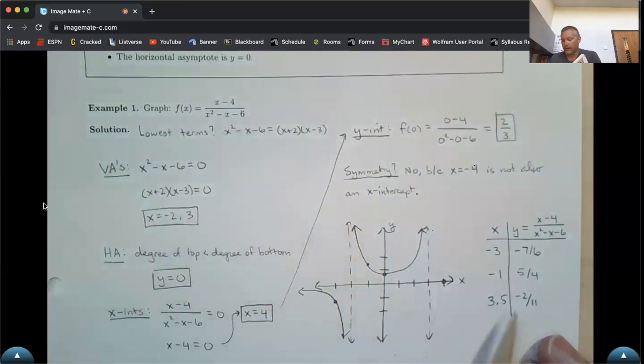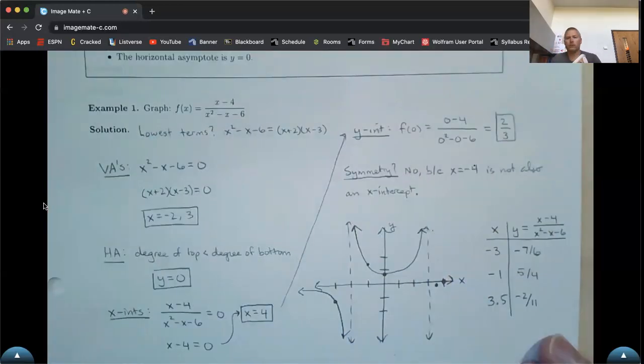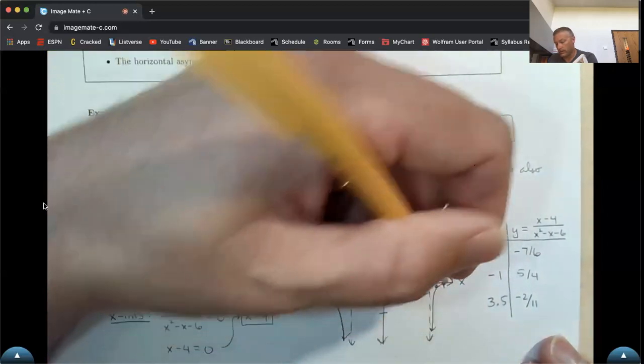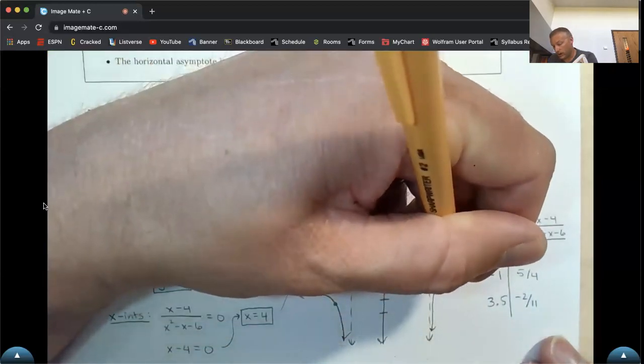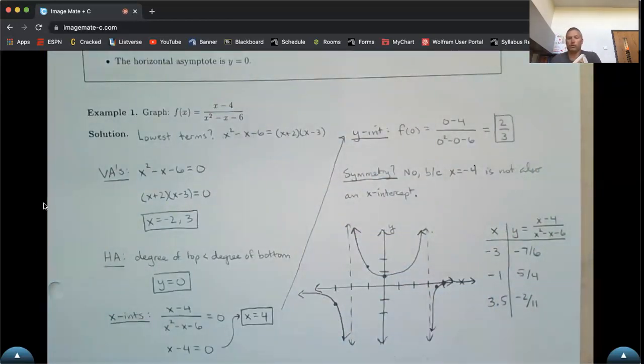At 3.5, I get -2/11, so just a little bit below 0. This is a point that's below the horizontal asymptote and to the right of the vertical. So I'll just sketch a graph that continues that trend. Now I do go above the x-axis perhaps temporarily, but as time goes on, I'm going to get closer and closer to it, to y = 0.